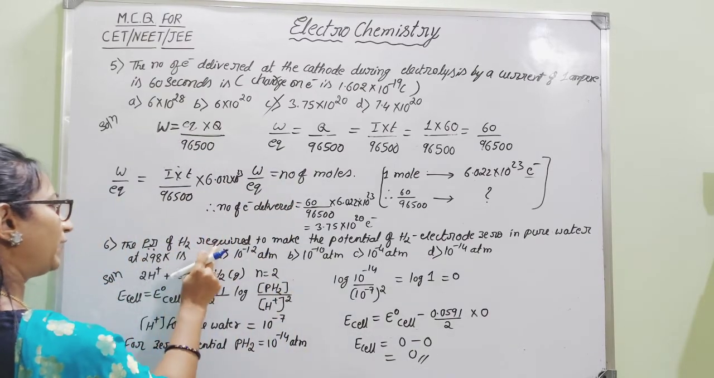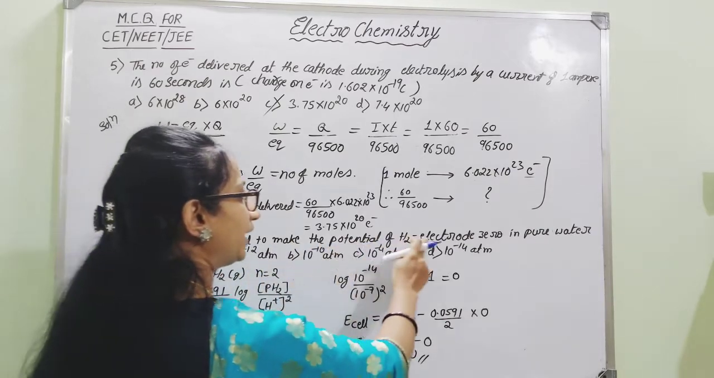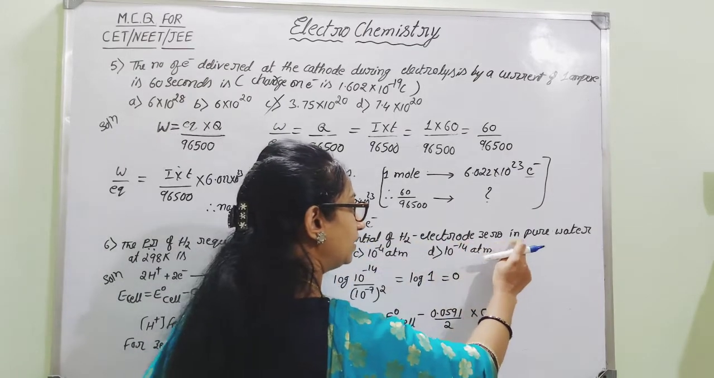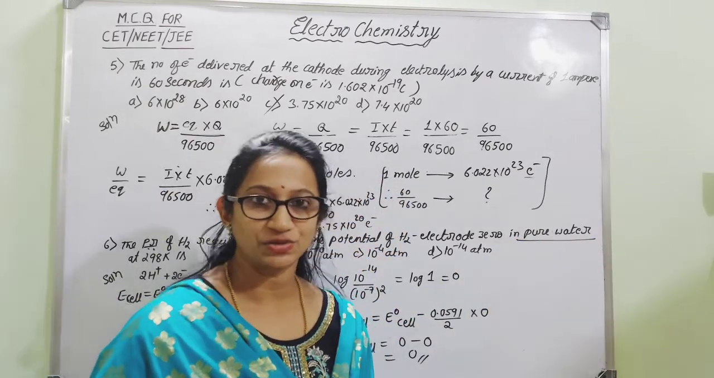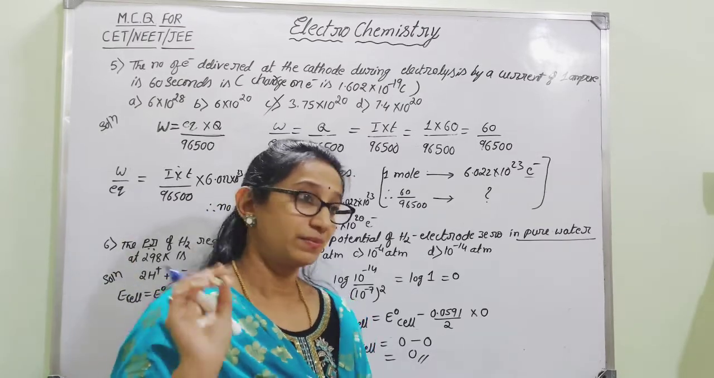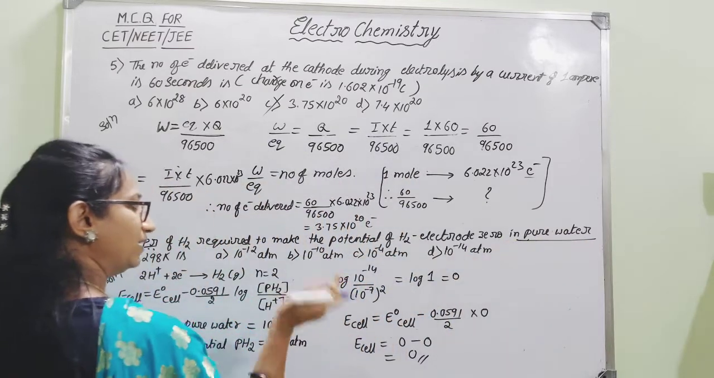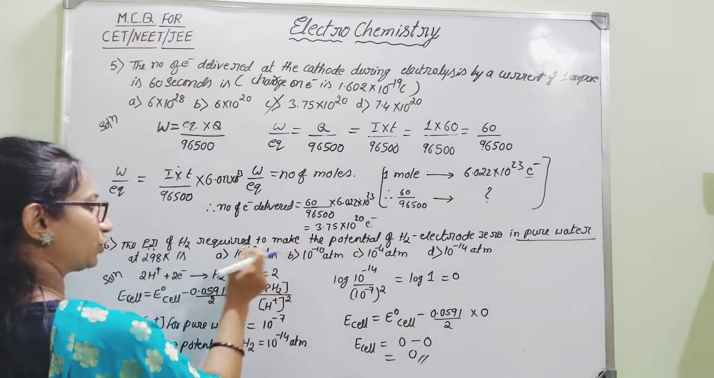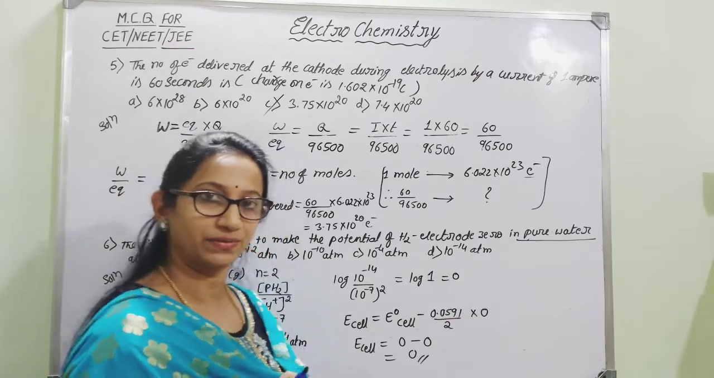The pressure of hydrogen required to make the potential of hydrogen electrode 0 in pure water. That is different. In a standard hydrogen electrode, we will add a certain quantity of acid. But here we are taking pure water. In the pure water state, the atmospheric pressure of hydrogen will be different. That you need to find out.